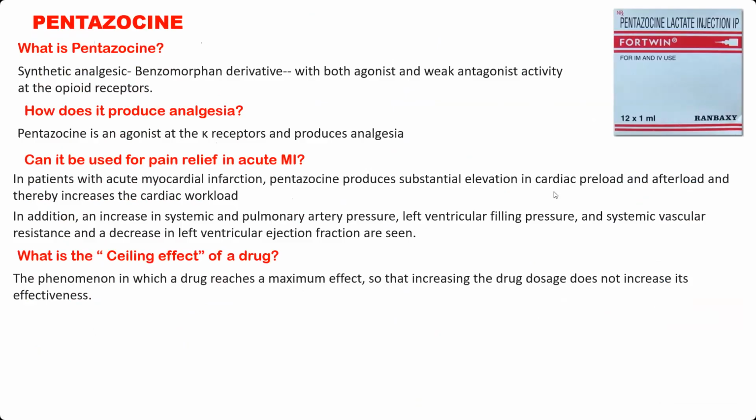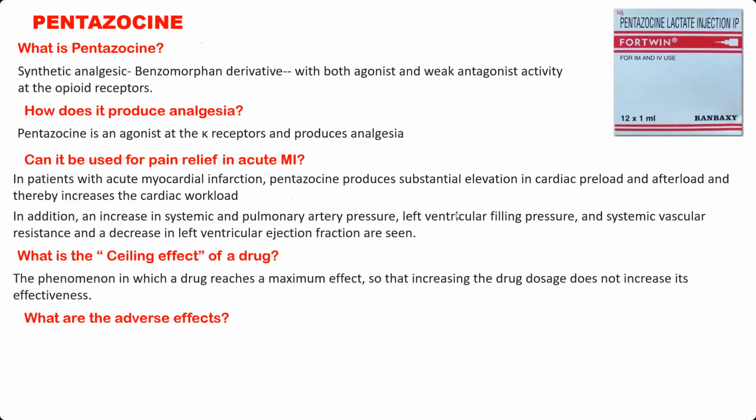For example, buprenorphine comes at a dose of 30 milligram. Supposing up to 60 milligram, you will have very good analgesia. But increasing it beyond 60 milligram to 90 or 120 does not improve the analgesia. Okay, so only up to a particular dosage it will have the maximum effect. Beyond that, increasing the dose does not increase the effectiveness. That is called the ceiling effect.